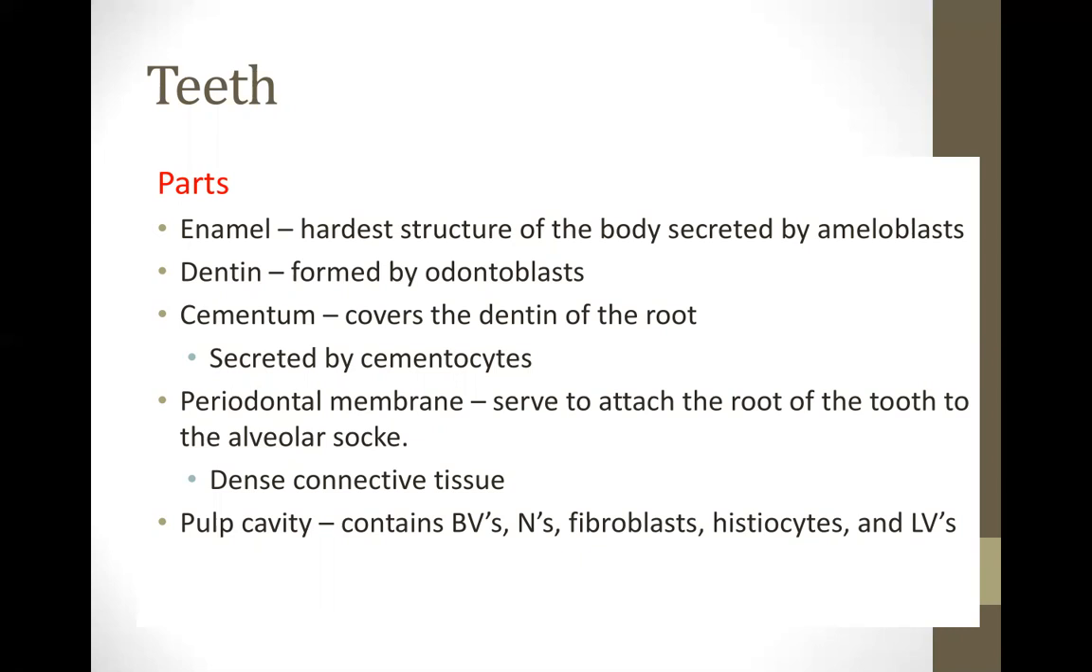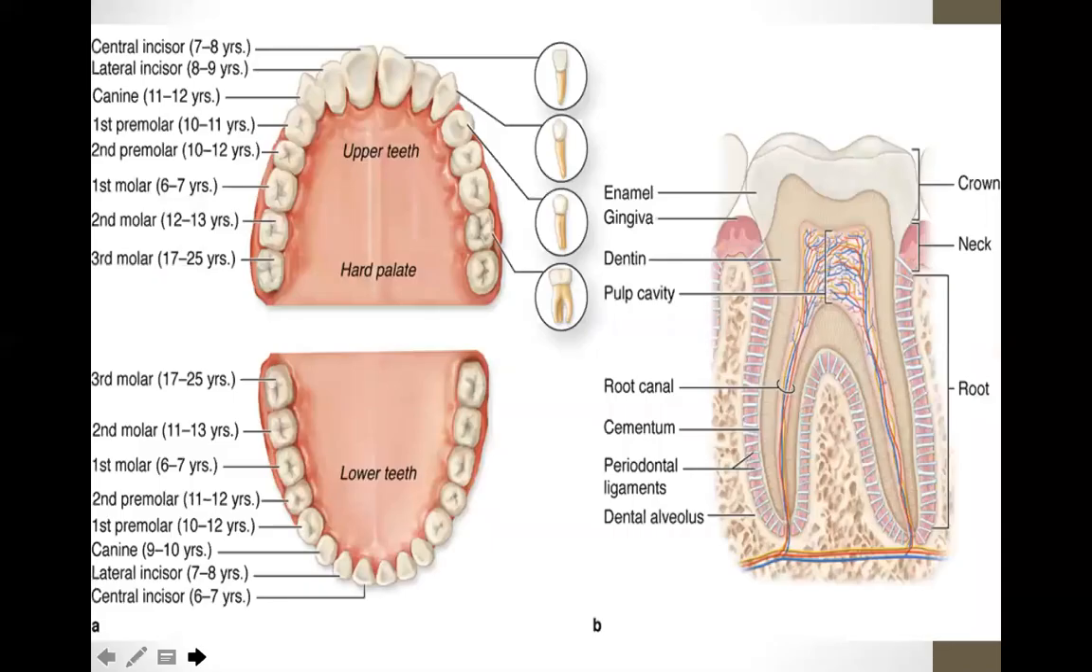But if there is an extraction, we really need anesthesia. And these are the parts of the teeth. If you look closely, this is the cementum, next to the dentine, and the upper portion is just the enamel.